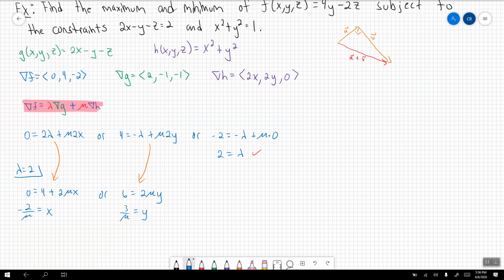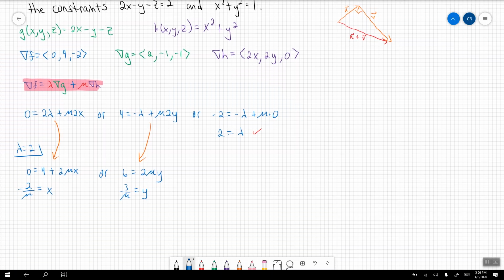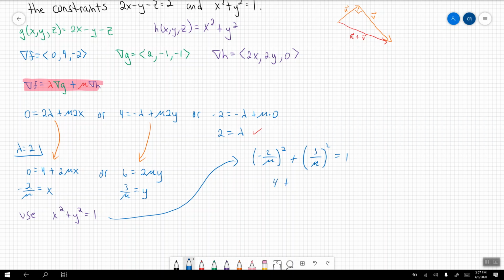Now, once I have this, I'm allowed to use one of my constraint functions. So I'm going to use the constraint x squared plus y squared is equal to 1. When we use this constraint, we get negative 2 divided by mu, squared, plus 3 divided by mu, squared, is equal to 1. Multiply both sides by mu squared, and we're left with 4 plus 9 is equal to mu squared, which means that mu is equal to positive or negative square root of 13.